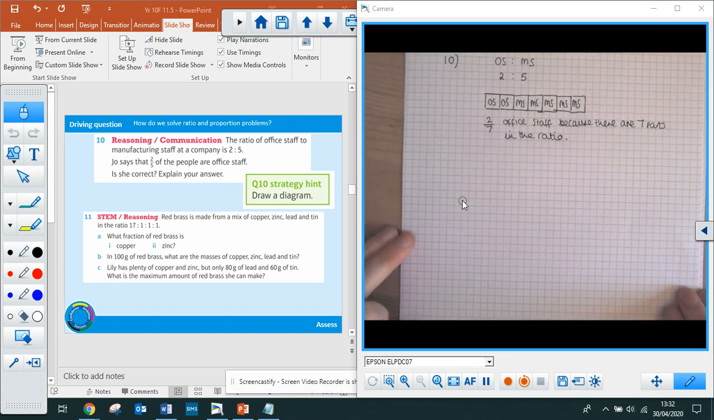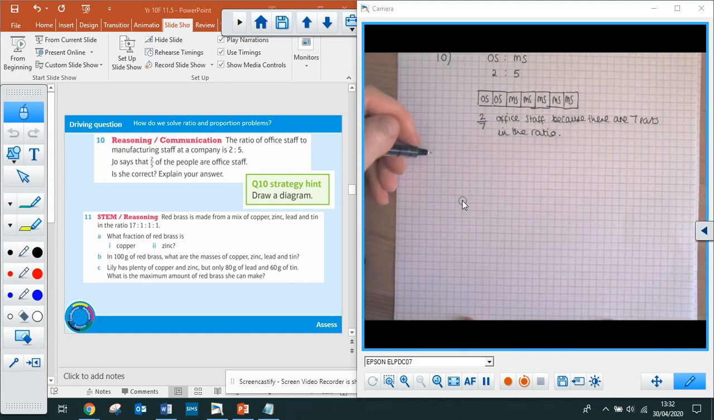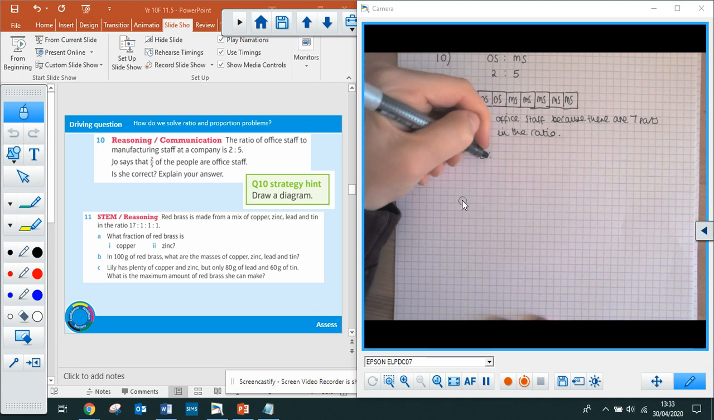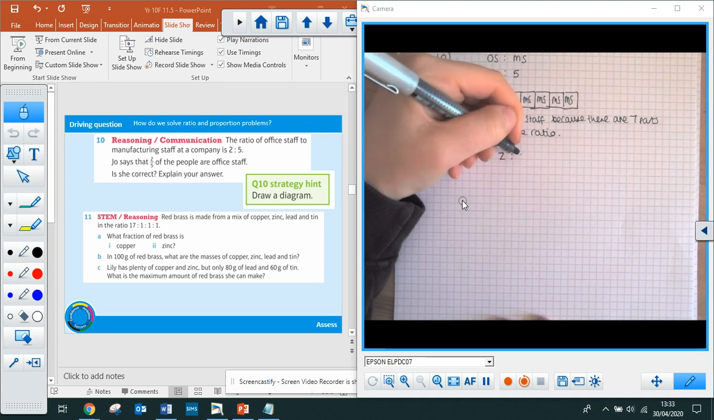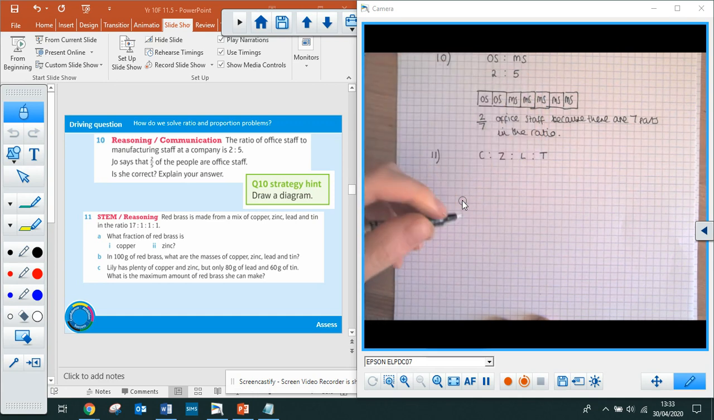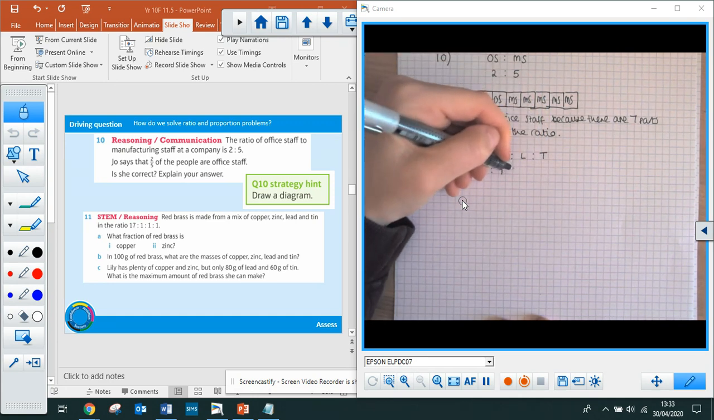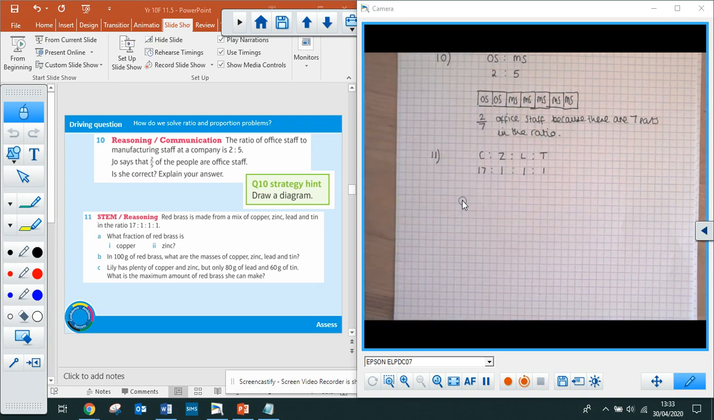Question 11 is a little bit more involved. So, red brass is made up of a mix of copper, zinc, lead and tin in the ratio 17:1:1:1. So, start off, write out the information the question's given me. Okay? Copper to zinc to lead to tin, 17:1:1:1. Okay? So we've written that out. That ratio belongs to copper and so on. You know that by now.